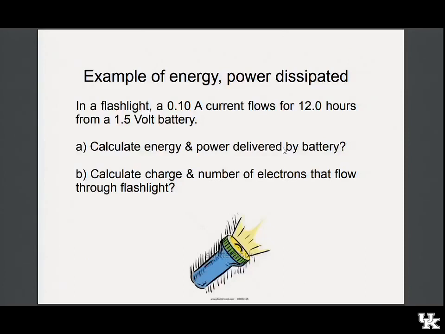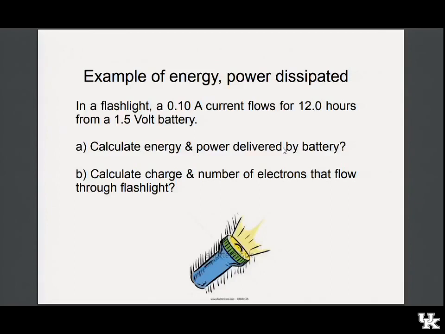So let's look at an example problem involving power and energy so we can work with these equations. In this particular problem, I'm asking you to imagine a flashlight. We're told that this flashlight is carrying a current, when it's on, of 0.1 amps, so 100 milliamps, and it's on for 12 hours. That current is delivered by a 1.5-volt battery.